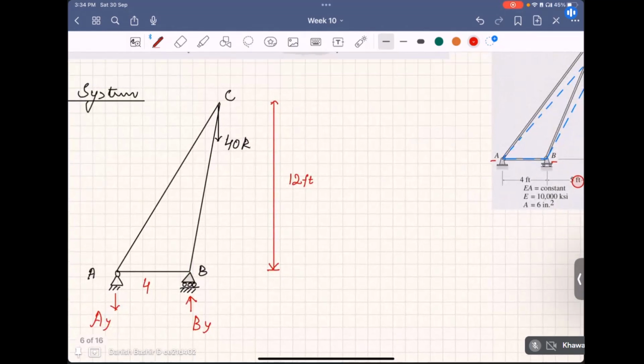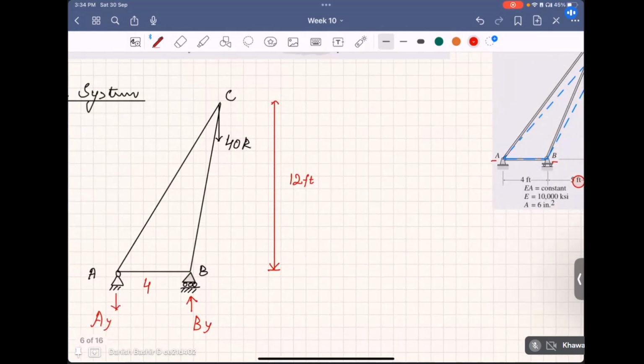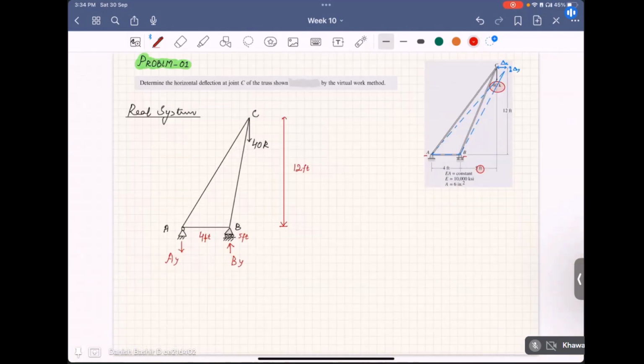Okay, then what are the other things? This is up to this point actually. Up to this point, this is 5. This is 5 feet again here. This is 5 feet. Okay, 5 feet, 5 feet here. So we have to calculate AY and BY. So for example, we will write.